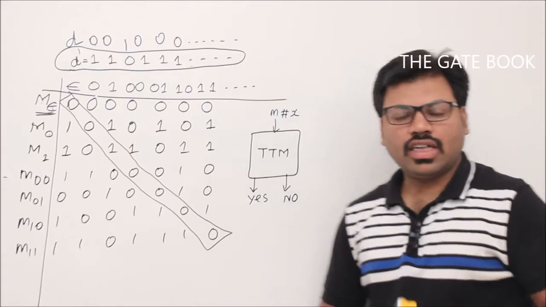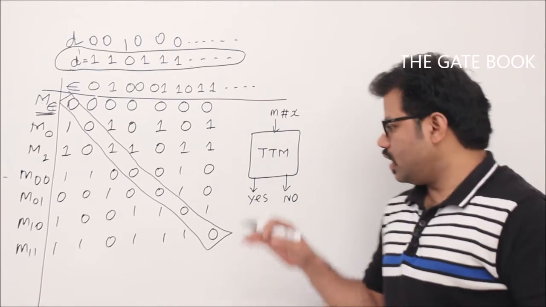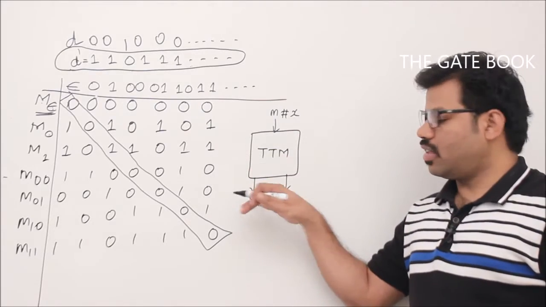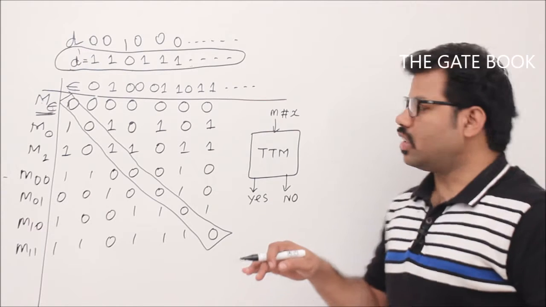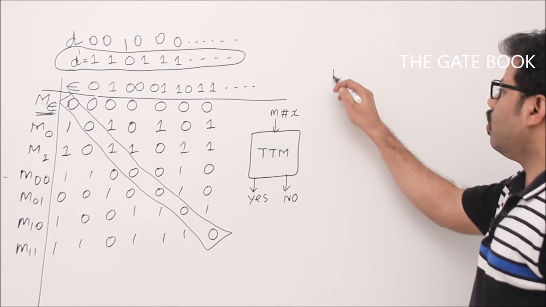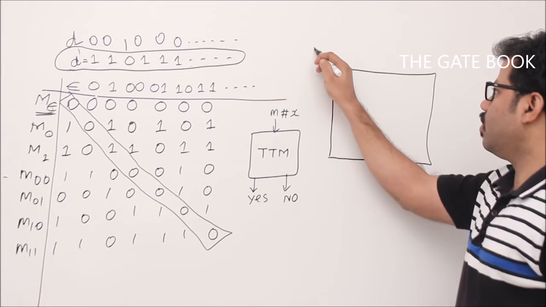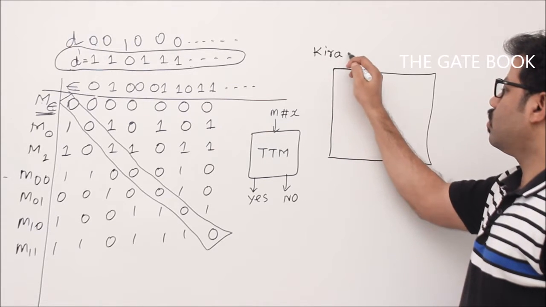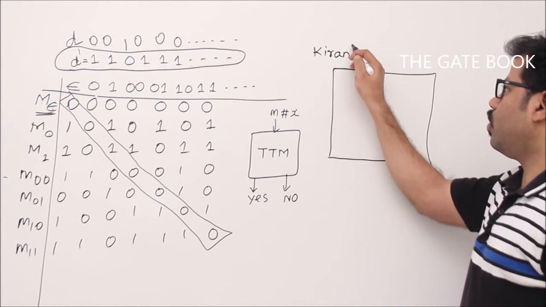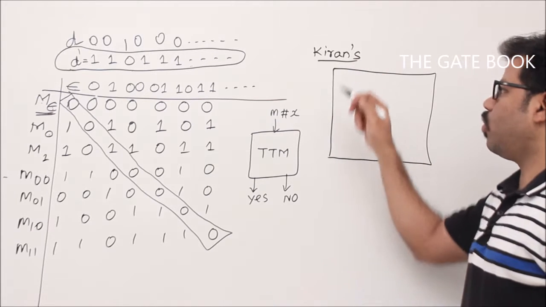Now we'll construct the difficult Turing machine for which this total Turing machine doesn't have an answer, yes or no. I'm going to construct that Turing machine. Let's say this is your Turing machine, which is Kiran's Turing machine. See now, the total Turing machine is not going to answer about Kiran's Turing machine. I am going to design it in such a way.